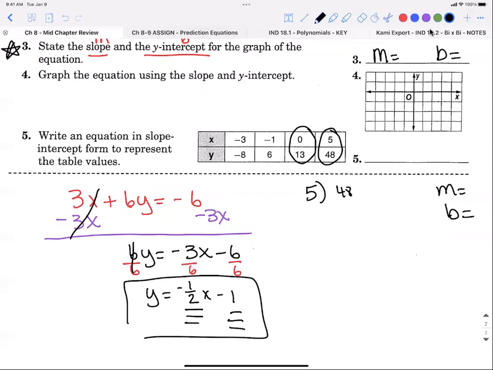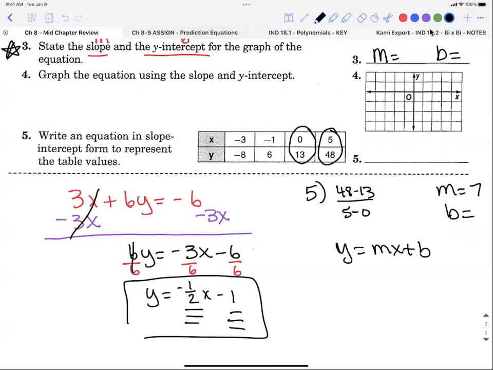I'd do 48 minus 13. That's my change in Y over 5 minus 0. That's my change in X. Find your intercept, find your slope. Now, you can then choose a given point, plug into y equals mx plus b, okay? So my slope here that I got was 7, I believe. You do the work on your own. I want to see the work when you do it. Don't just put it, but I think it's 7.